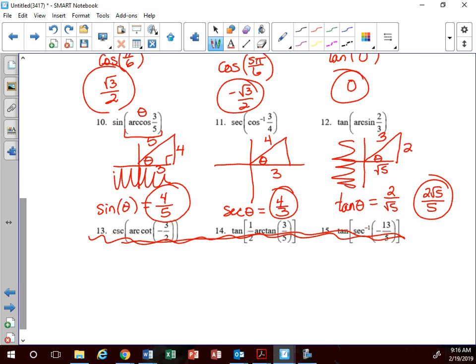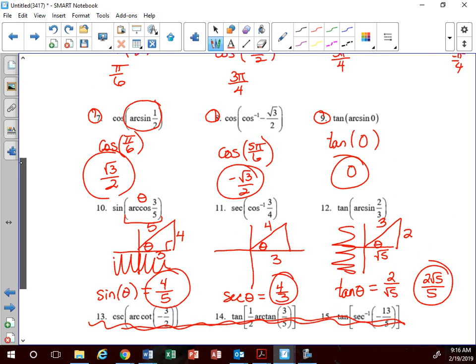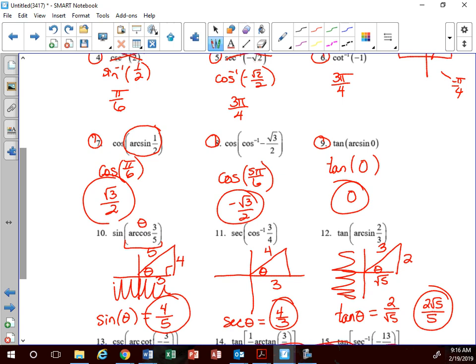How do we feel? You shouldn't need to draw a triangle for 7, 8, and 9 because those are values from your unit circle. If you get stuck, you can certainly think of it that way. But for 10, 11, and 12, that's your only option, okay? Other questions, guys? All right, let's do some whiteboard problems.